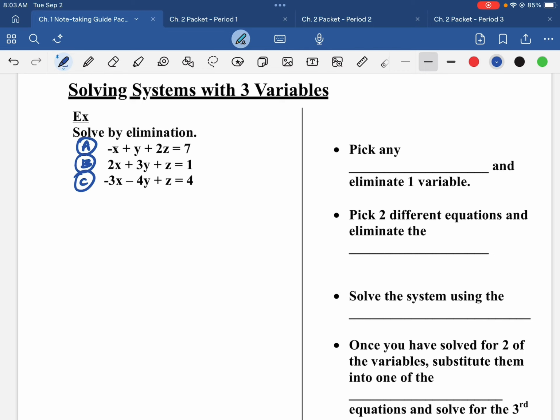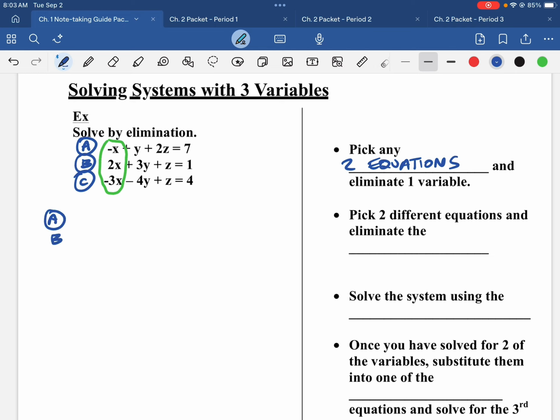Okay. So, first bullet point: pick any two equations and eliminate one variable. Okay. So it doesn't matter which one you eliminate. I'll just go for the x's here. So just to remind myself what I'm trying to eliminate, I'm going to do this, because I'm going to have to eliminate the same variable twice, okay? But I'm picking any 2, so let's just do equations A and B to start with.